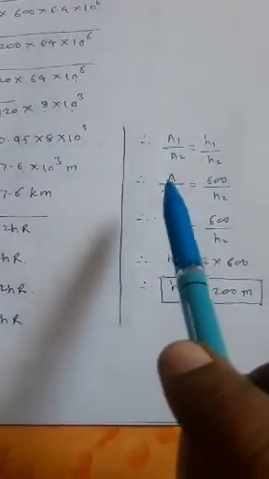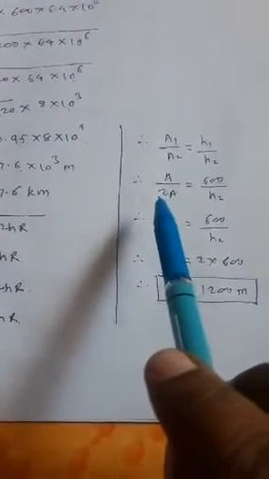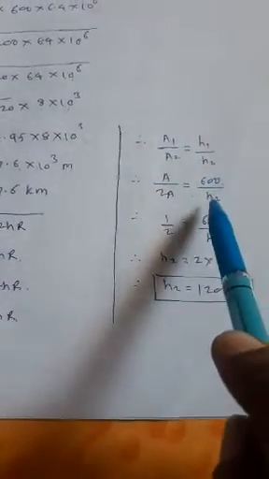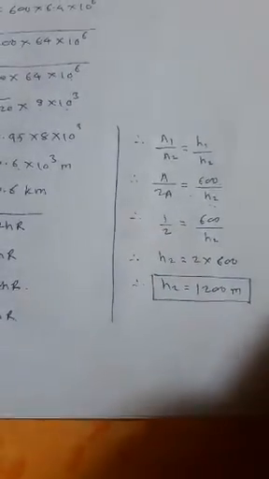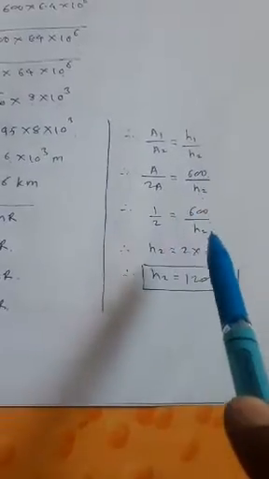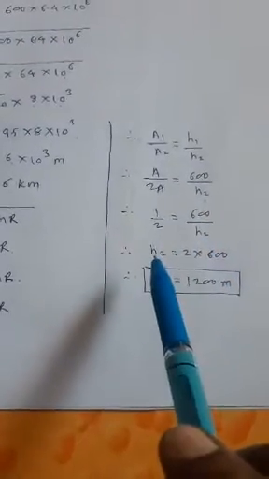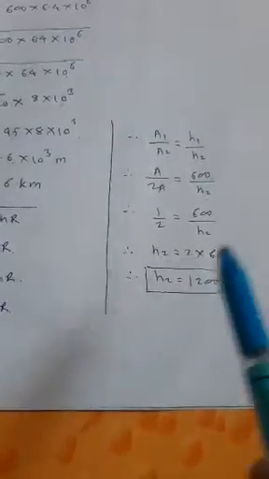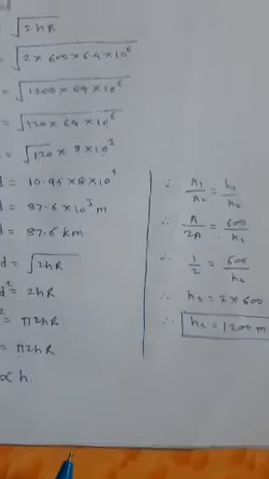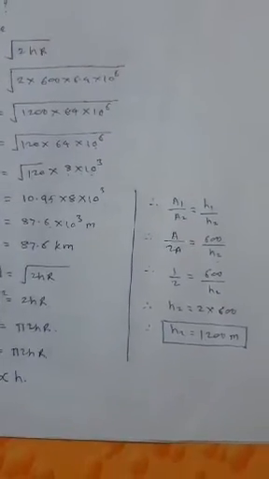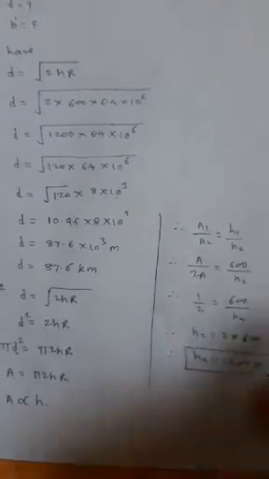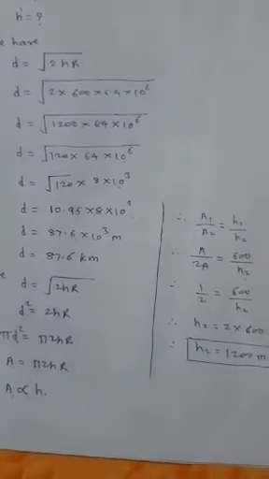Therefore, if initial area is A, then final area is 2A, and initial height is 600. We have to determine the final height, means we have to calculate the value of H2. A will get cancelled. 1 by 2 is equal to 600 divided by H2. Taking the cross multiplication, H2 is equal to 2 into 600. Therefore, H2 is equal to 1200 meter. Means in order to double the area covered, we have to double the height of the tower. Thank you.